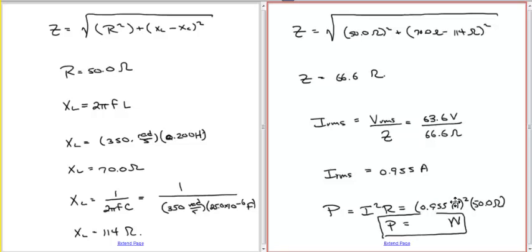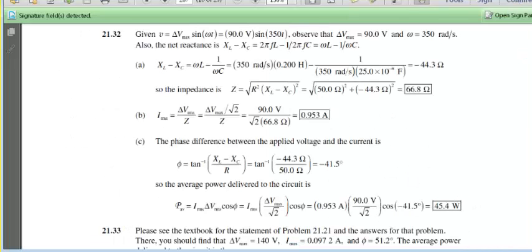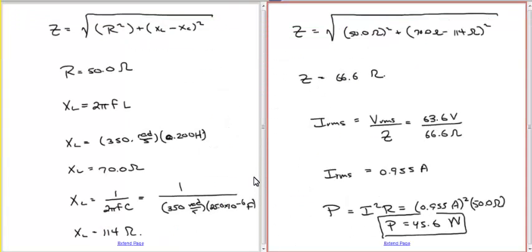Square that, multiply by the resistance, 50 ohms. I get 45.6 watts. Okay, let me check it now. 45, okay. And they also asked you what the phase difference is, I think. Average power. RMS. No, they don't actually ask for it.